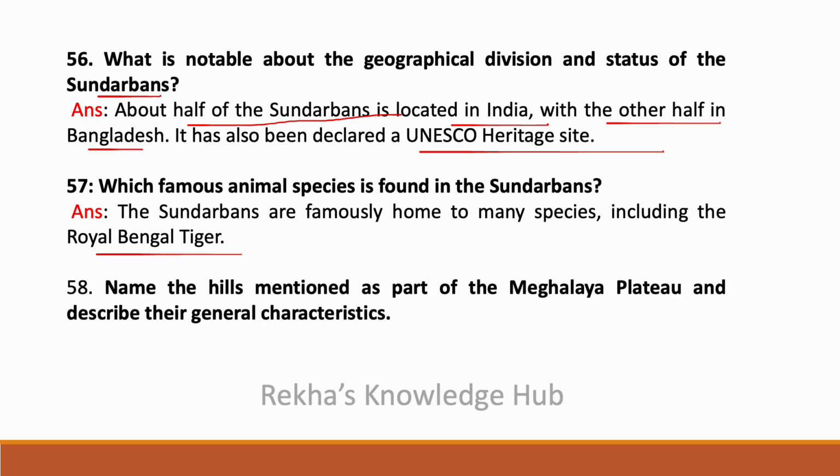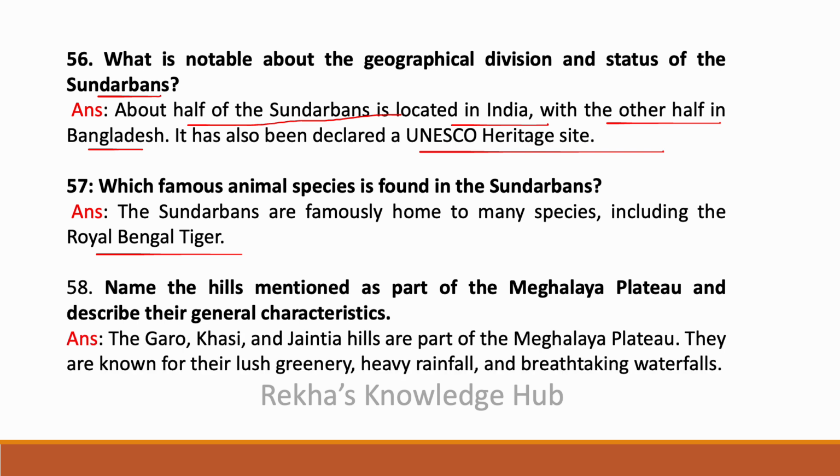Name the hills mentioned as part of the Meghalaya plateau and describe their general characteristics. Garo, Khasi and Jaintia hills are part of the Meghalaya plateau. They are known for their lush greenery, heavy rainfall and breathtaking waterfalls.